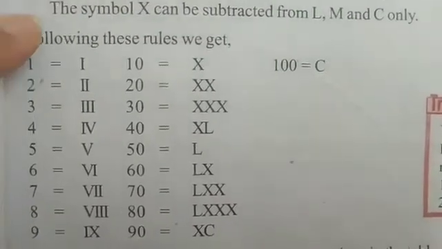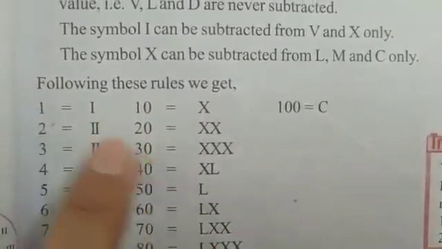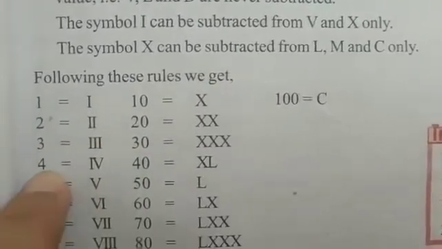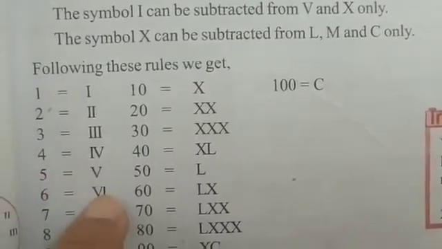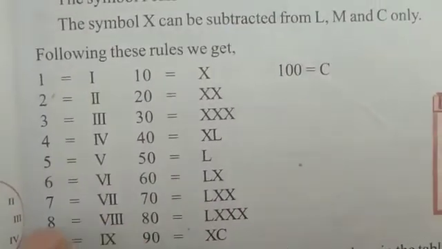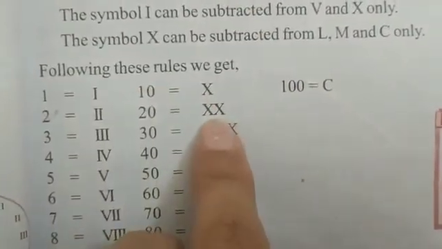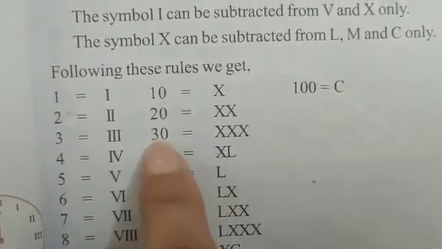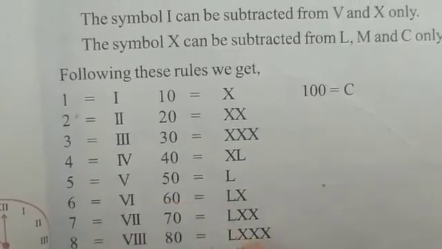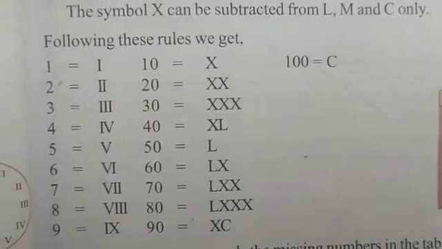So students, from these rules, we get I means 1, II means 2, III means 3, IV represents 4, V represents 5, VI represents 6, VII means 7, VIII means 8, IX means 9, X means 10 as you know very well, XX means 20, XXX means 30, XL means 40, L means 50, LX 60. This is about some Roman numerals that we studied.